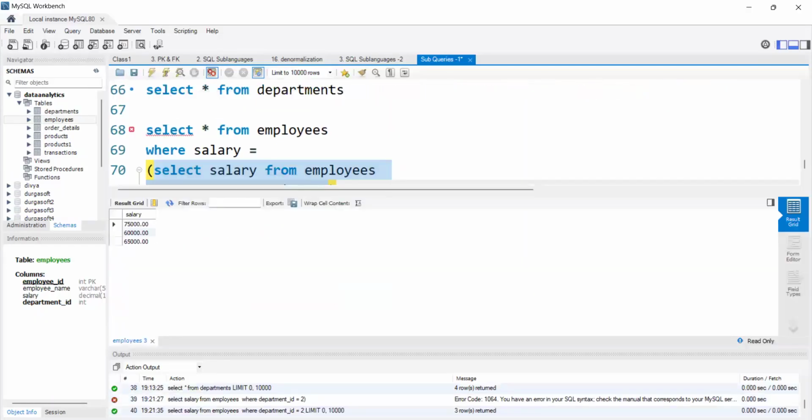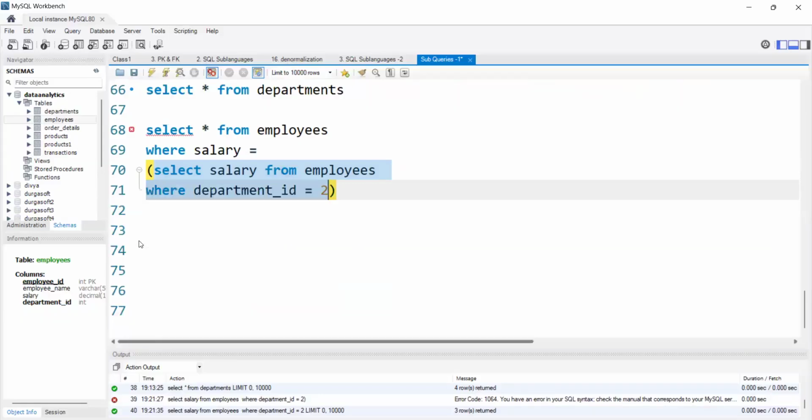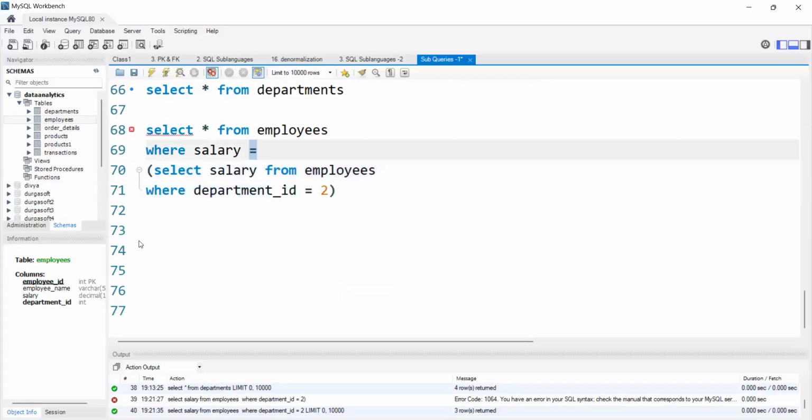Suppose I'm executing this one, I get three values here. That is, I have three employees who are working in department ID 2. If it is one employee, if I get one output, I can directly use the equals to operator here. But we are not getting a single valued output. We are getting multiple values here. That is the reason, for multiple values we cannot use equals to, right?